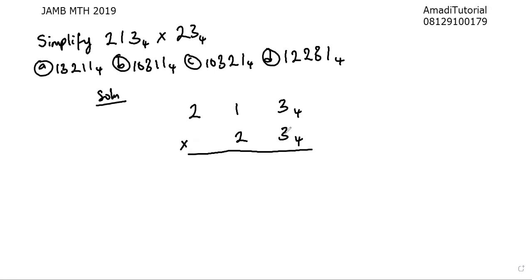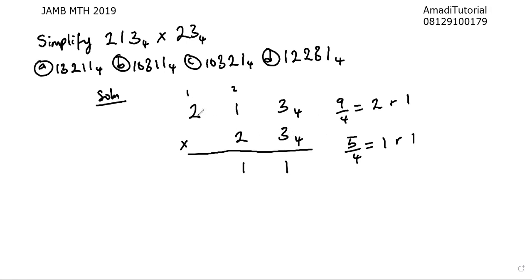So let's start. 3 times 3 is 9. 9 is more than the base. We cannot write it here. So we do 9 over 4 to give us what? 2 remainder 1. So we write the remainder 1 and carry 2. We do 3 times 1, 3 plus 2, 5. 5 is more than the base. We can't write it here. So we do 5 divided by the base. That will be 1 remainder 1.